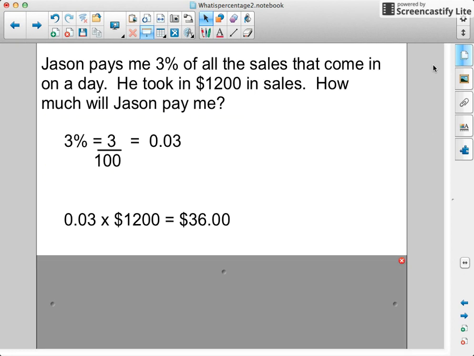So let's do some examples. Jason pays me 3% of all the sales that come in on a day. That's called commission. He took in $1,200 in sales. How much will Jason pay me? So 3%, I need to change that to a decimal. I could do 3 over 100 to divide that. So my decimal is 0.03. Take that decimal, multiply it by $1,200. So I get paid $36.